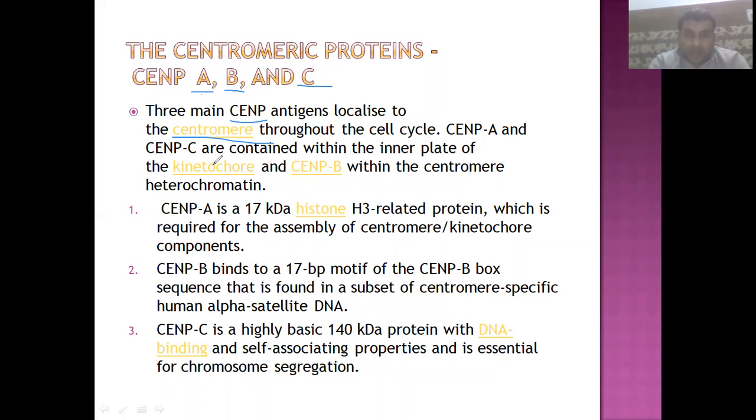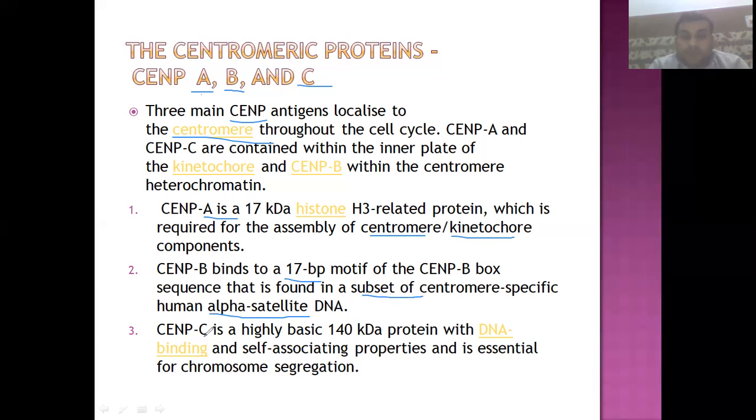So these have molecular masses of different ranges. For example, CENP-A is a 17 kilodalton histone H3-like protein, which is required for the assembly of the centromere and kinetochore components. The centromere is the part of the chromosome, and the kinetochore is the microtubular region. CENP-B binds to a 17 base pair motif, the CENP-B box sequence, that is found in a subset of centromere-specific human alpha satellite DNA.